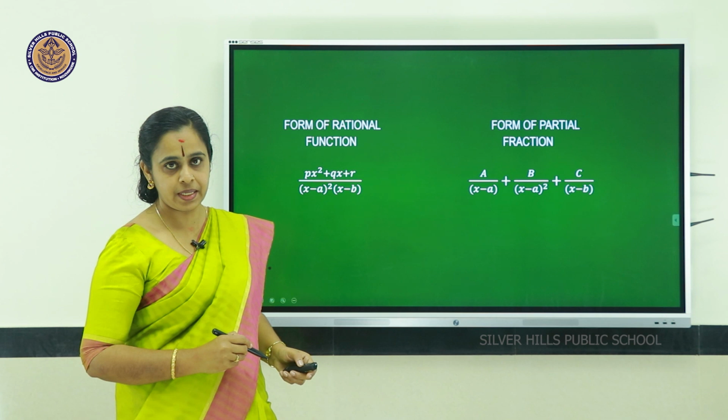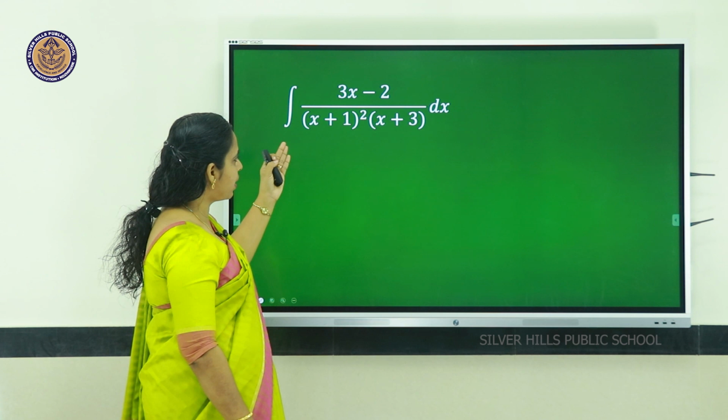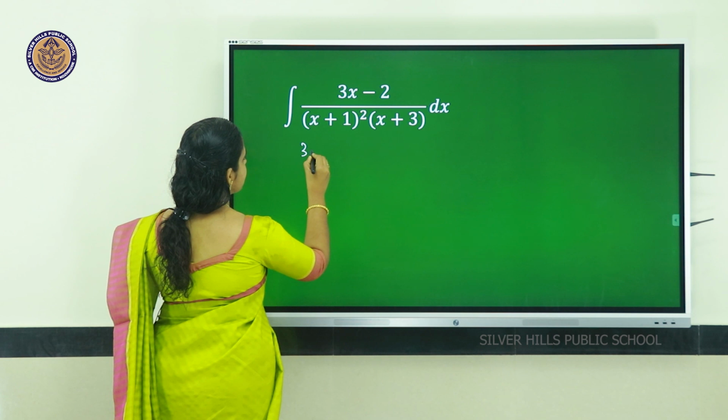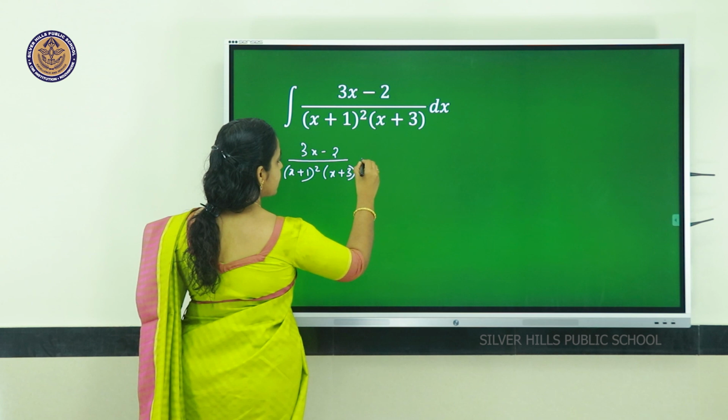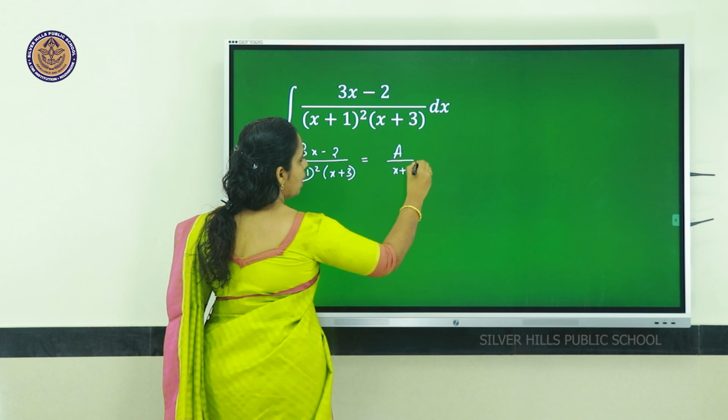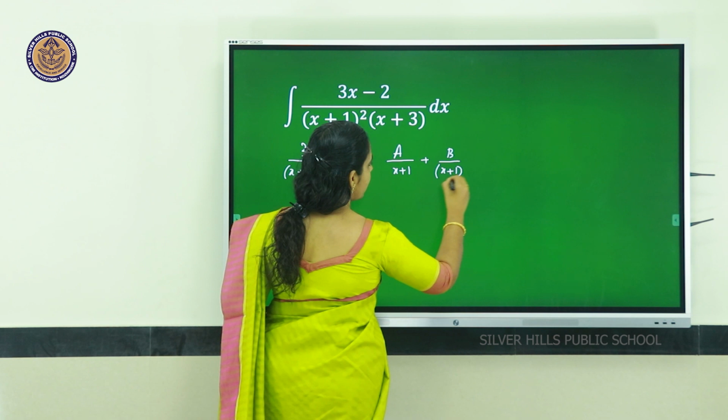Look at the question, integral of 3x minus 2 divided by x plus 1 whole square into x plus 3. Let us take the integrand 3x minus 2 divided by x plus 1 whole square into x plus 3. We can write it as equal to a divided by x plus 1 plus b divided by x plus 1 whole square plus c divided by x plus 3.